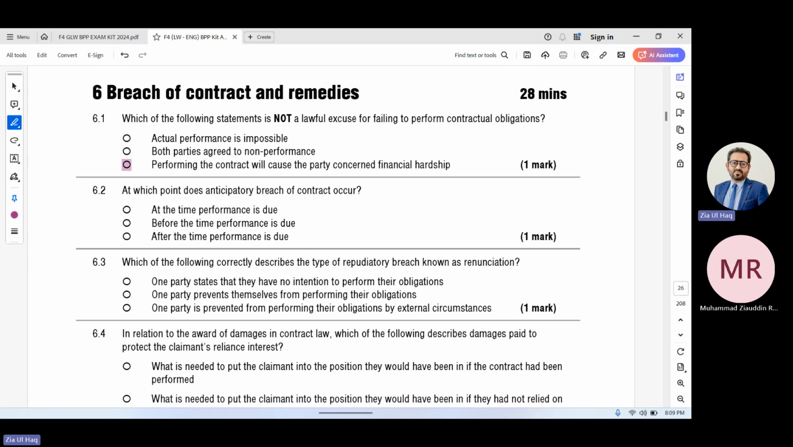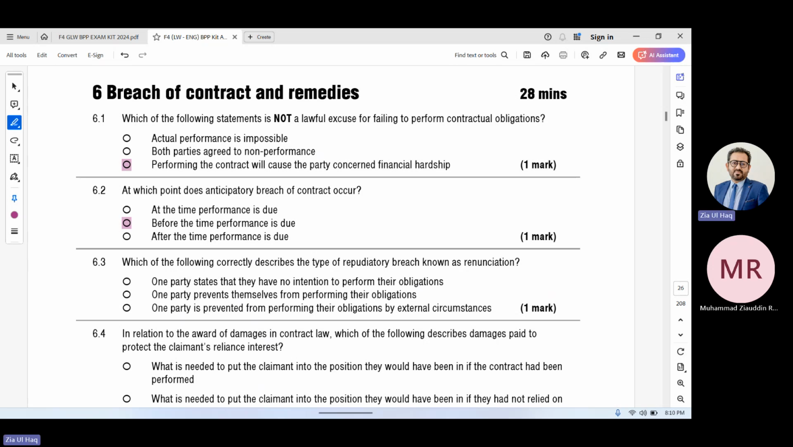Anticipatory breach. Before the time of performance of the contract. At the time performance is due, not. Before the time performance is due, yes. After the time, no. So anticipatory breach means you breach the contract before the time.